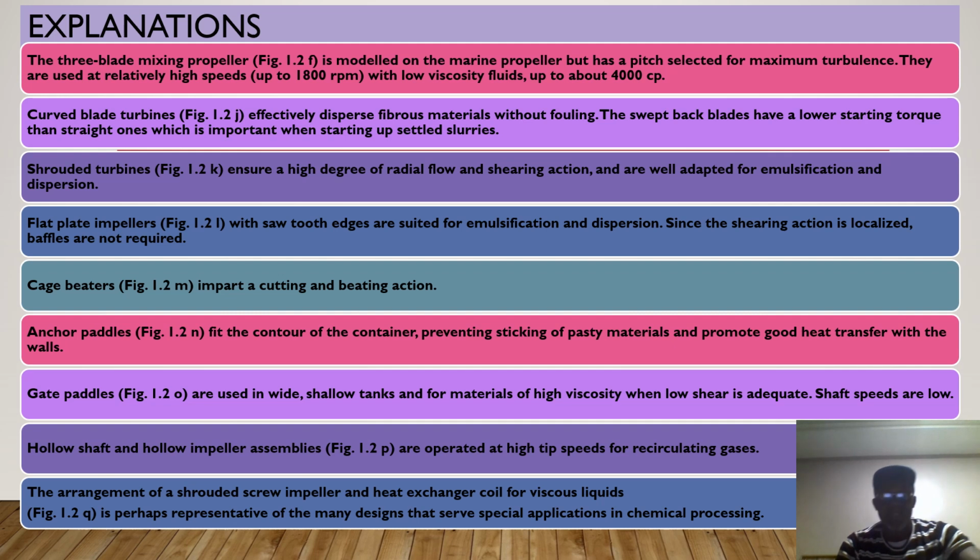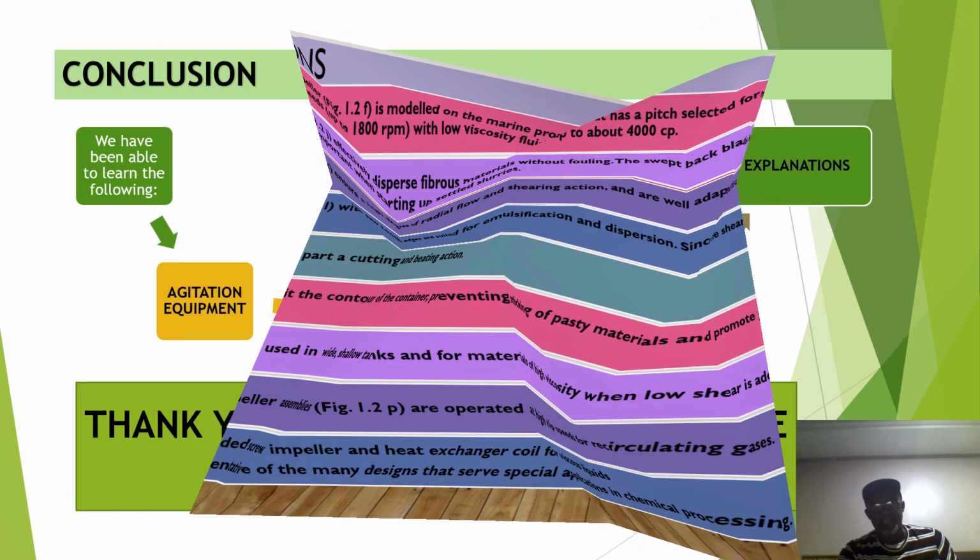Now we'll try to explain all these things I've said. You look at the number of blades, how the edges are, and what they are used for. For example, plate impellers with sawtooth edges are suitable for emulsification and dispersion. Since the shearing action is localized, baffles are not required. So we'll list all these things one after the other, the type of paddle, impeller or turbine that can be used for any particular process.